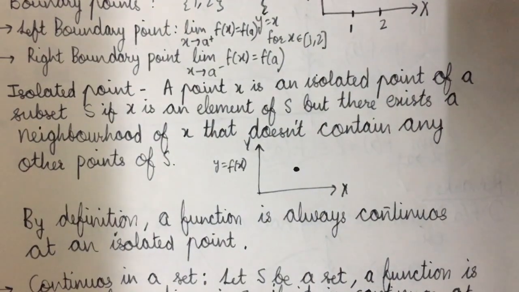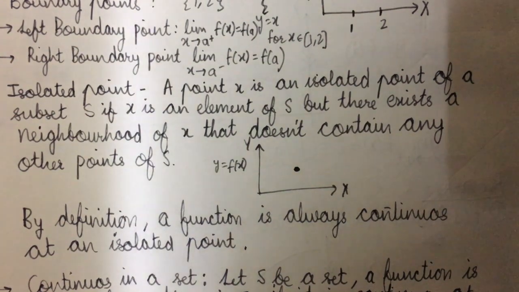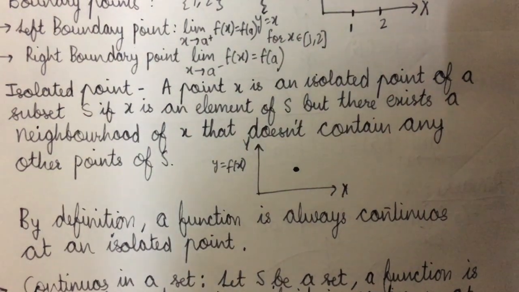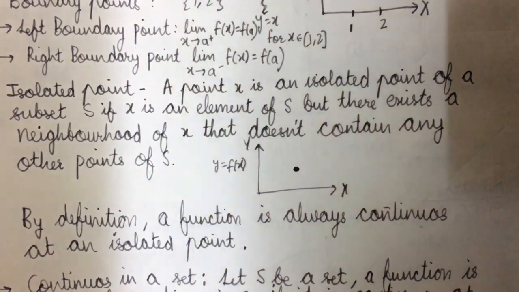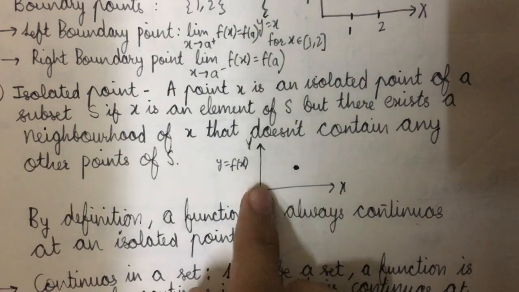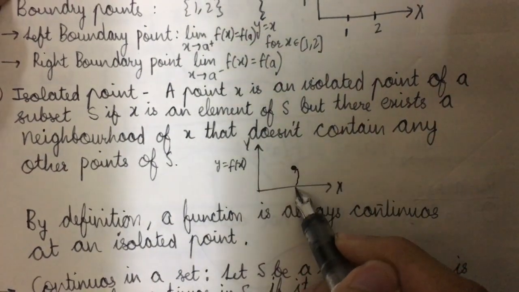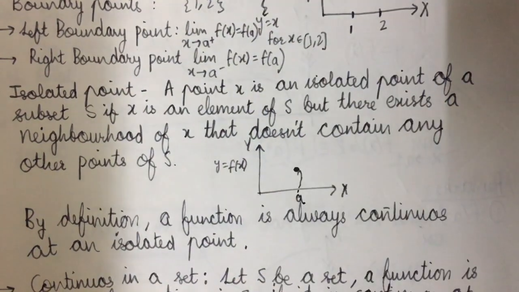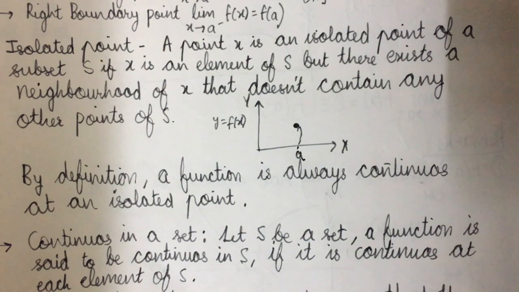Isolated point. Mathematically, a point x is called an isolated point of a subset S if x is an element of S, but there exists a neighborhood of x that doesn't contain any other point of S. That is, there are no points of the domain S in the neighborhood of the point x equal to a. By definition, we say that a function is always continuous at an isolated point.